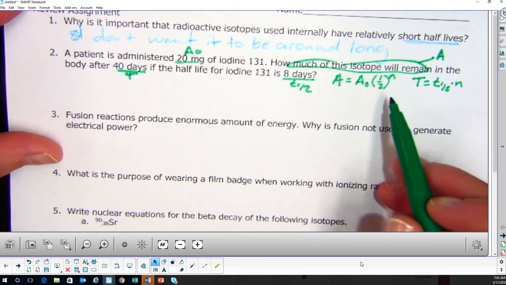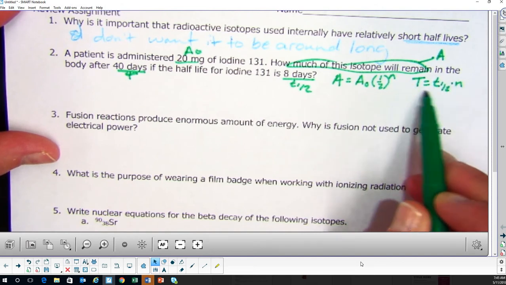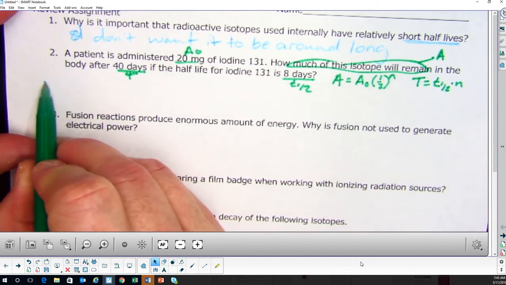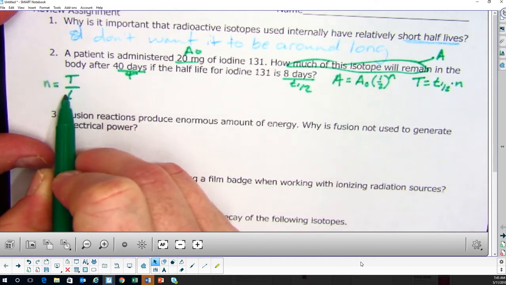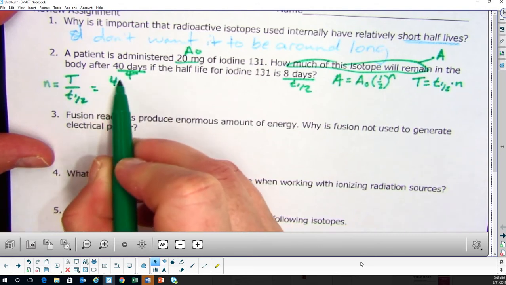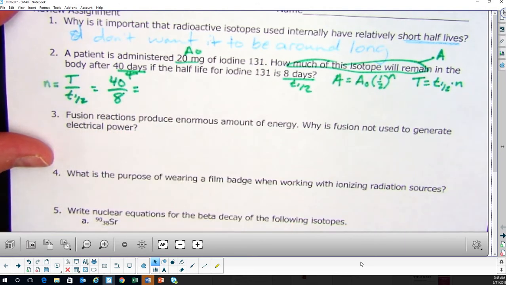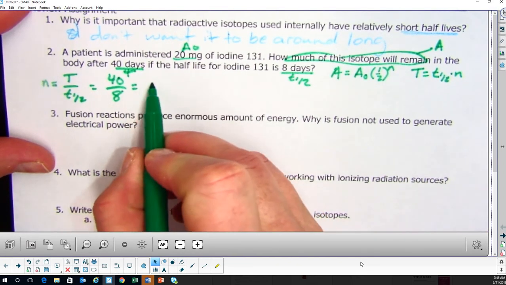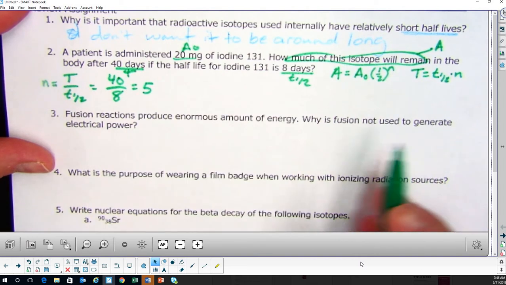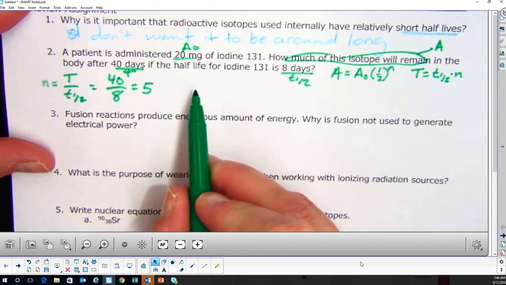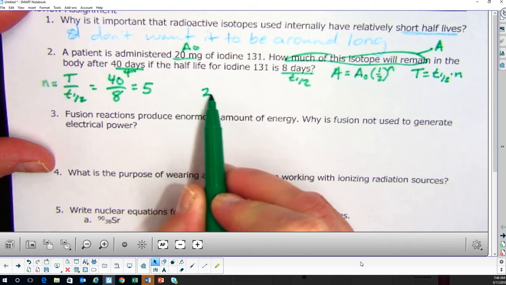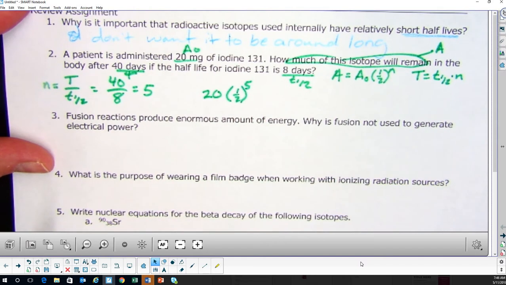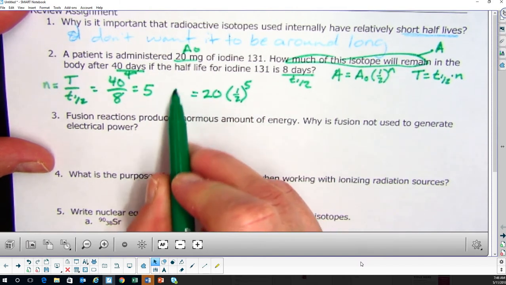lowercase n. So we have everything we need for this equation right here. T equals T 1/2 times n. We only don't have n, so we're going to solve for n. So n is equal to T divided by T 1/2. So we're going to take 40 and divide it by 8. What should we get? 5, yeah. Okay, so then we're going to take that and we're going to take the 20 and basically divide it in half 5 times. That's plugging in for the A equation.